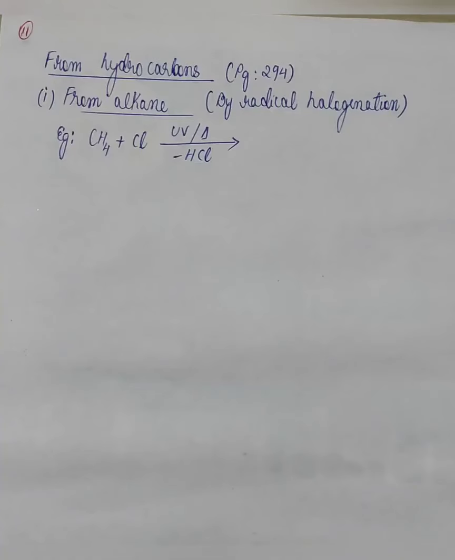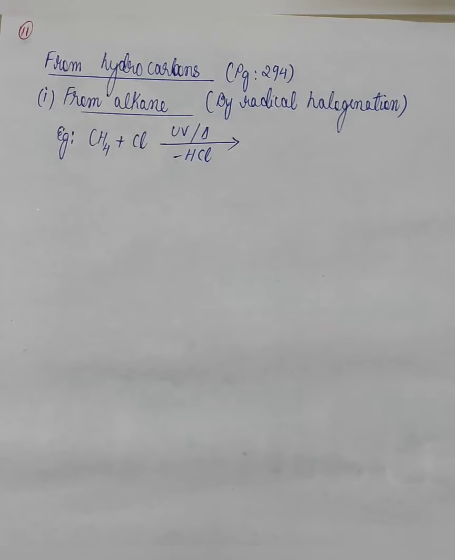The first point was preparation of haloalkane from alcohol. The second one is from hydrocarbon. Now if you check your notes, it is not mentioned properly that it is from hydrocarbon. So it is from your page 294 in your textbook. It will be better if you modify it or you write it down as I keep on explaining.